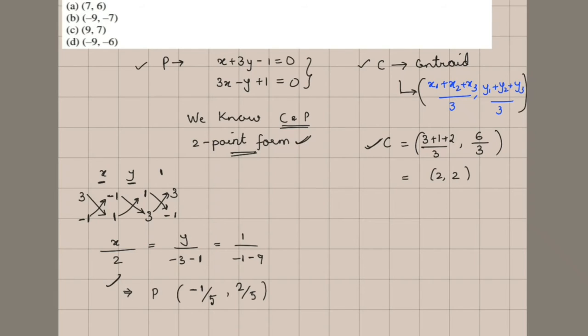Now we need to find the line joining P and C. From the 2-point form, y - y1 = m(x - x1). This is the 1-point form. So the slope is nothing but (y2 - y1)/(x2 - x1).